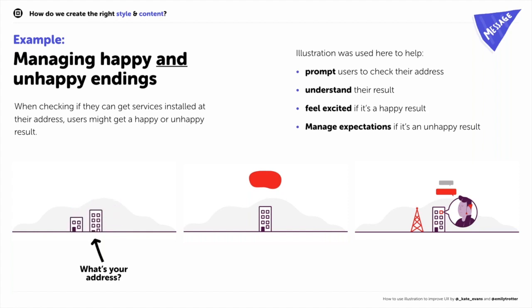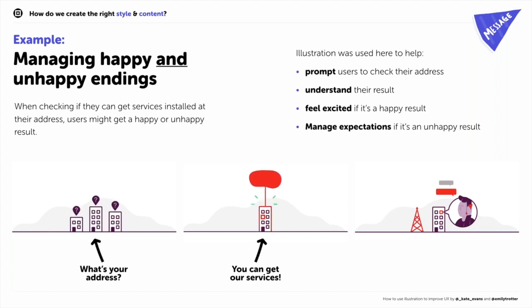So this first illustration on the left is seen at the start and asks the user, what's your address? Prompting them to enter their postcode and start the process. Then this second illustration is the happy outcome. Here the message was, you can get our services at your address. So we wanted it to be a bit celebratory and to show a connection being made between the user and the organisation. We've masked out the client logo here, but it would normally sit in the floating shape above.